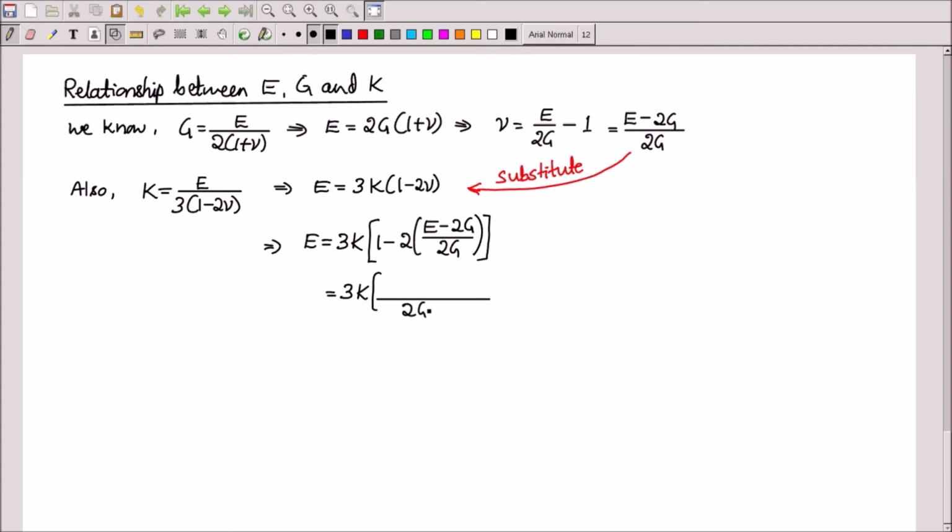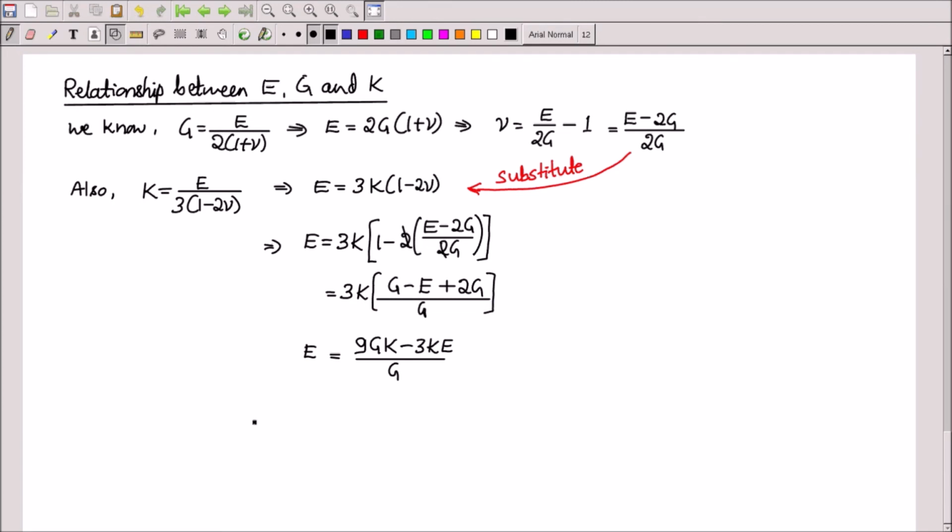Or it can be 3K. I'll take LCM here also so that I can cancel this 2. LCM, if I take G, it becomes G minus E minus of minus plus 2G. Or it can be written as, if I take this 3K inside and G plus 2G becomes 3G. So 3G into 3K becomes 9GK. So 9GK minus 3KE divided by G.